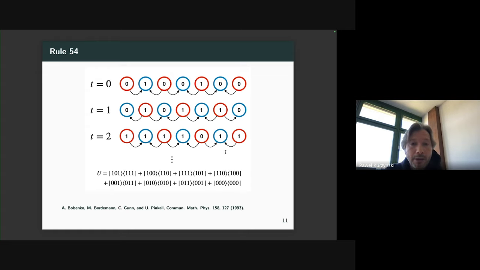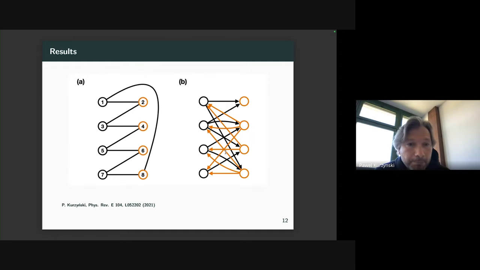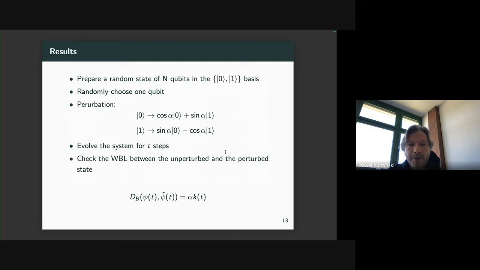Okay, so what I did, I actually considered two cases. In the first case, I considered graphs, networks of qubits, in which the neighborhood relation is introduced in a very regular way. So basically it's a cycle, just like you see in this left picture here. In the second case, it was a random graph, so the neighborhood relation was chosen randomly. Okay. And then I applied this rule 54, and I was wondering what kind of evolution can occur.